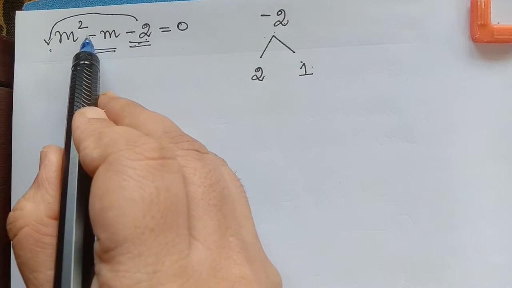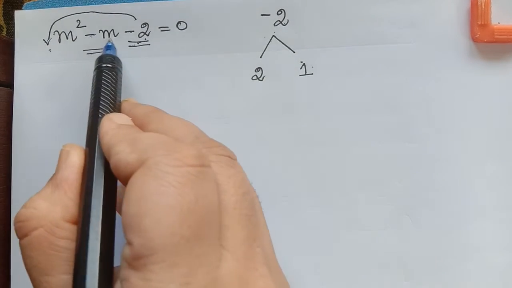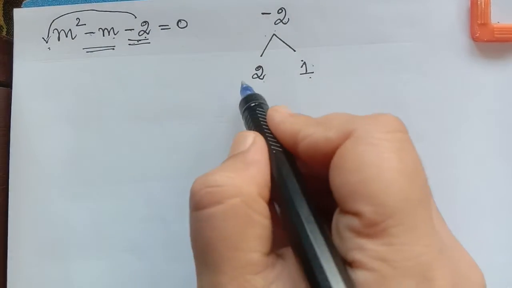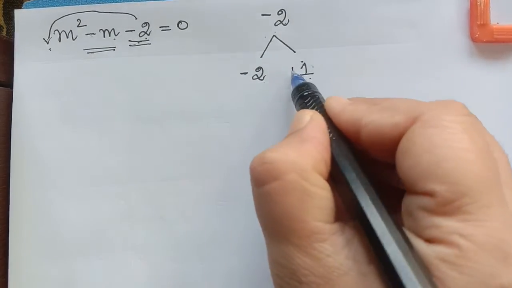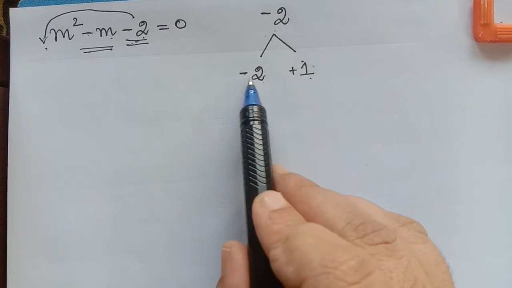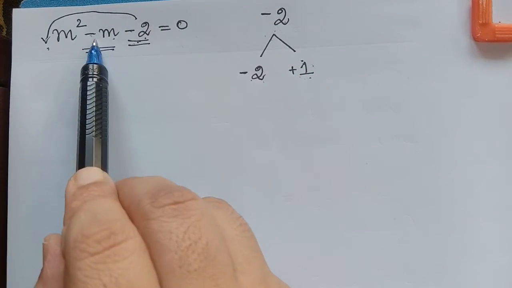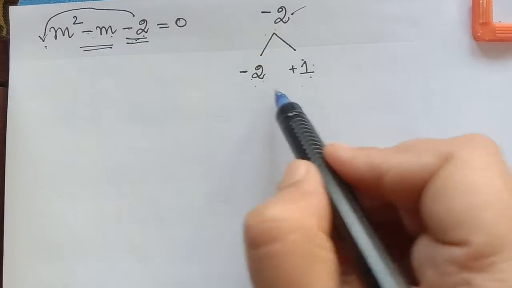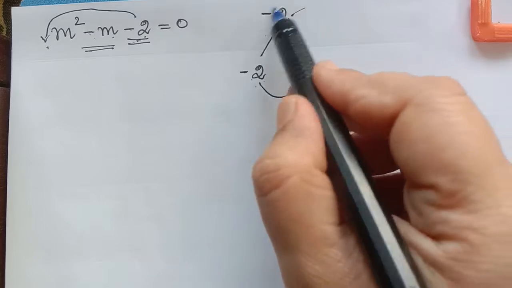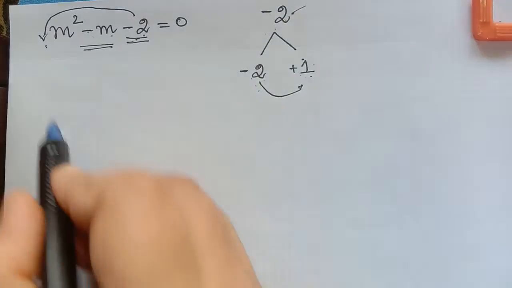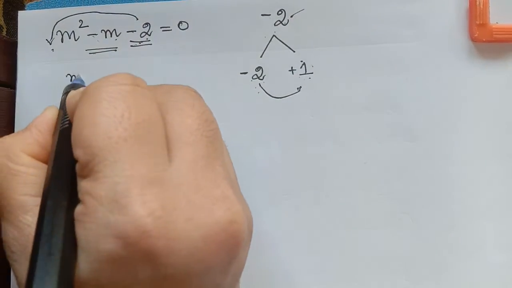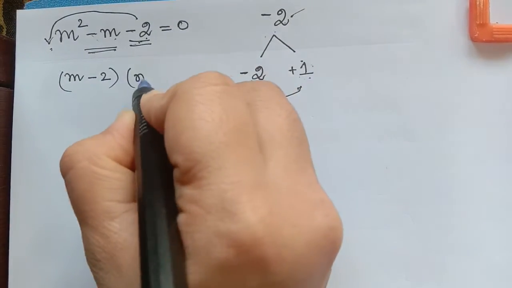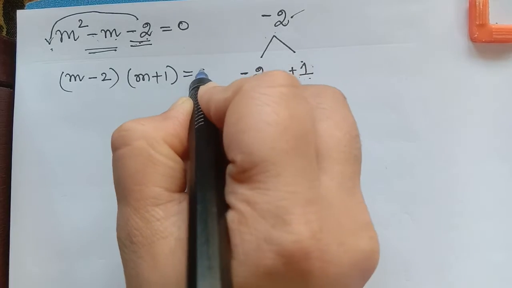And if you see, in the middle term we are having negative m. So when you add these two, you should get negative 1. So if you write minus 2 here and plus 1 here, now if you check, minus 2 plus 1 is minus 1 and minus 2 multiplied with 1 is minus 2. So we are getting these as the factors. So we can write this as m minus 2 multiplied with m plus 1 is equal to 0.